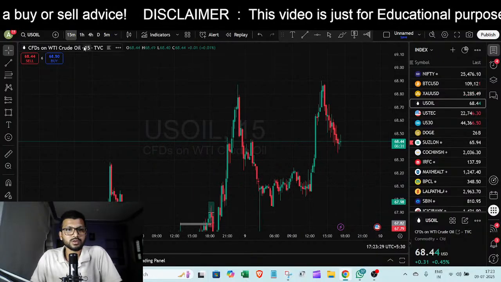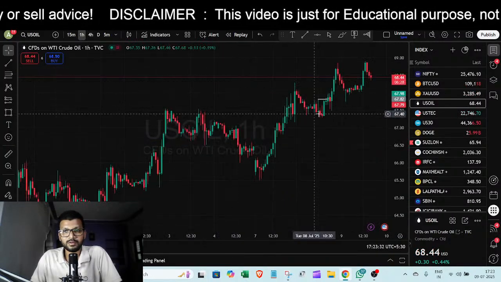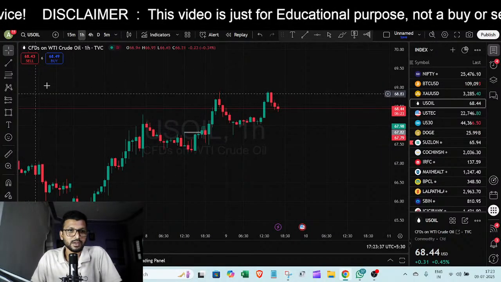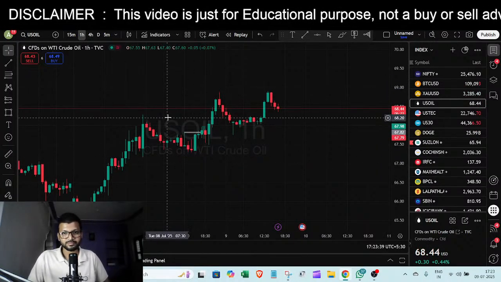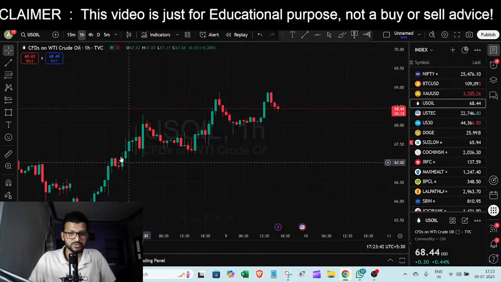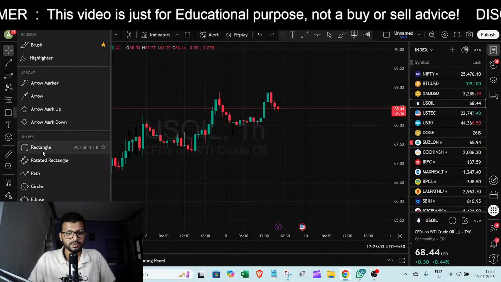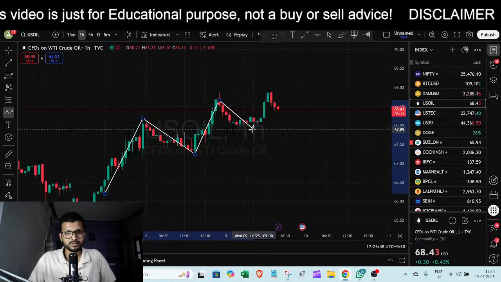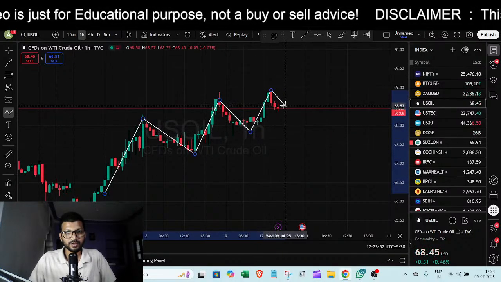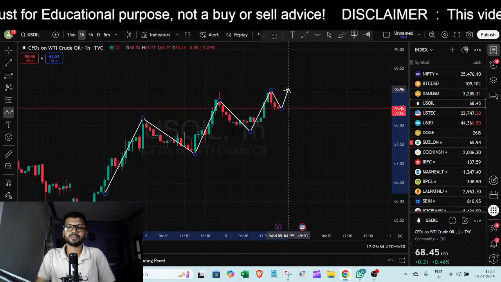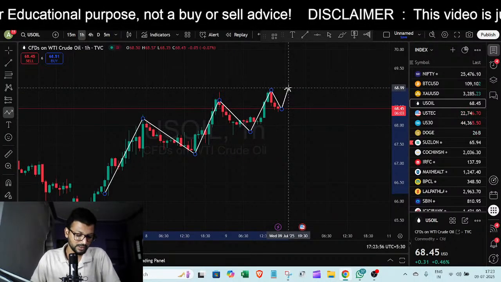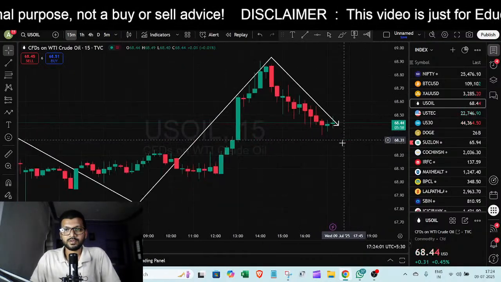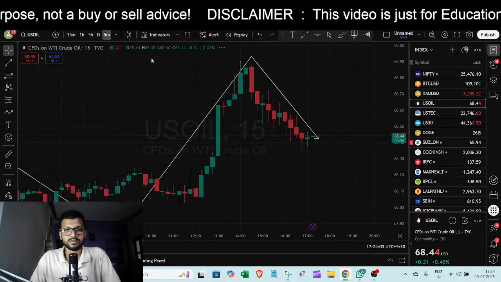Okay, if you look at US oil, you can see the market is making higher highs in the 1 hour time frame. So if I remove all this drawing and mark the trend, we can see the market is in an uptrend. Okay, so most probably we can see a reversal from this level. And if you go for a low time frame, we can take a small risk here.